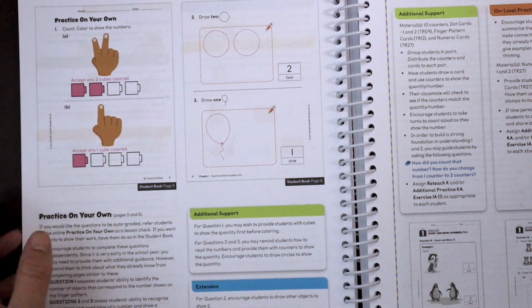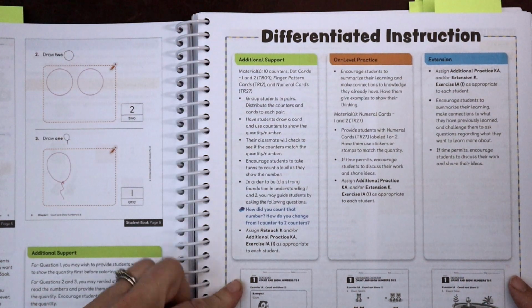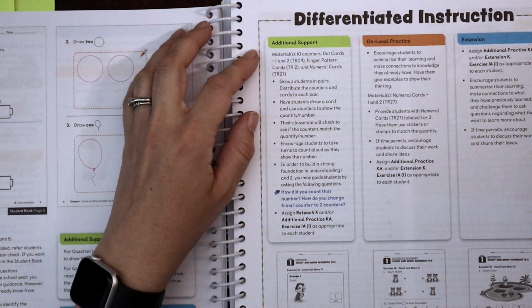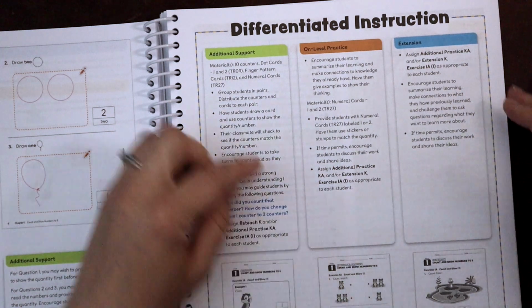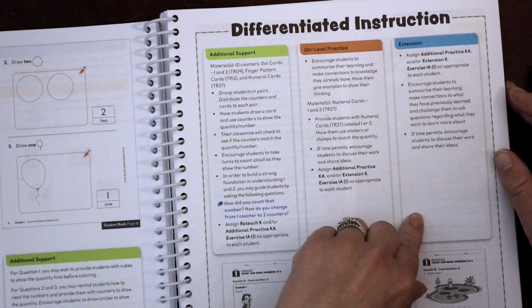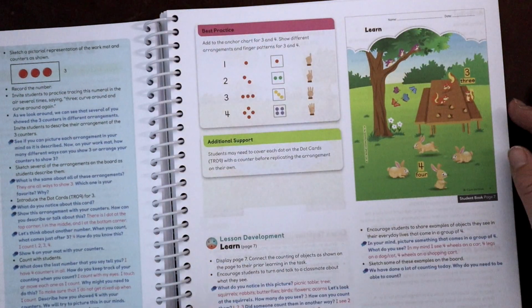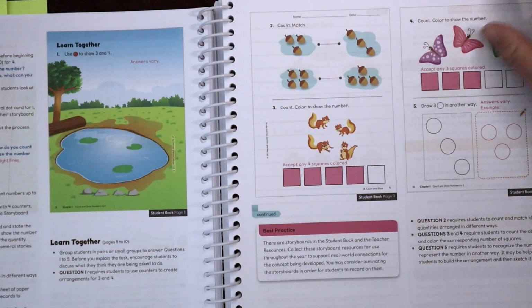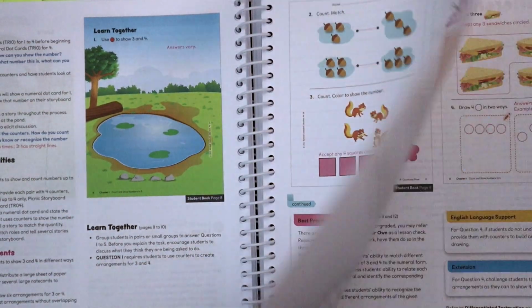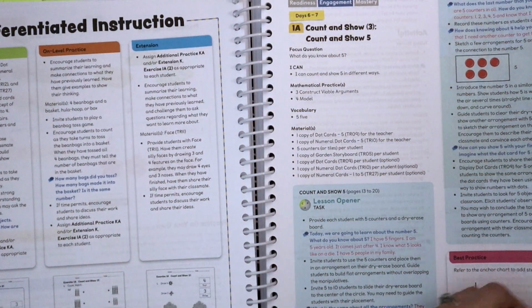Again, extensions and additional support. There is this differentiated instruction section, which is really nice if you need additional support or additional practice or extension. It tells you where to find the different components for each of those levels of differentiation. And then we move into the next lesson, following the same format. I'm going to flip through this and then we'll stop at the end of the chapter and look at the performance task.